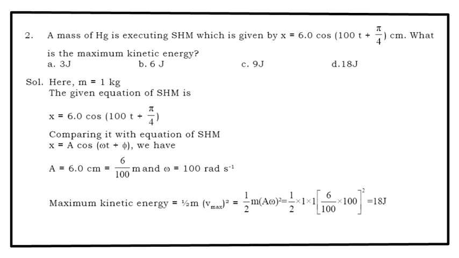Now maximum kinetic energy is half m v squared. You can write v max is equal to a omega. You put all the values, that is m, a, omega, and write all the values out there. So you get the maximum kinetic energy is 18 joule. That is, option D is the correct answer.